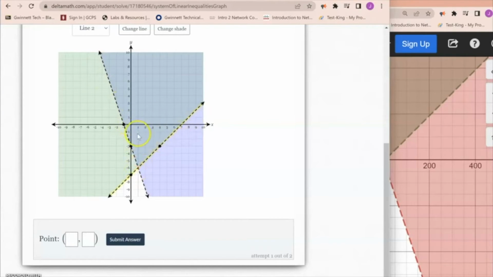So 0, 0 is a solution. 1, 0 is a solution. This point right here, which is 3, 3, is a solution. This one here, 5, 1, is a solution. Even in here is a solution. 1, -4 is a solution. Any one of those points is a solution.